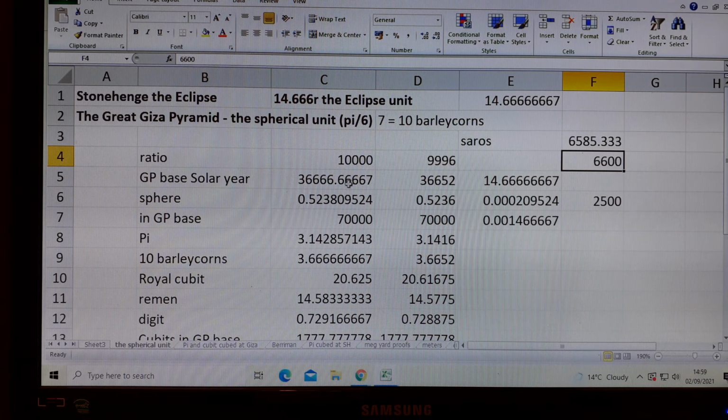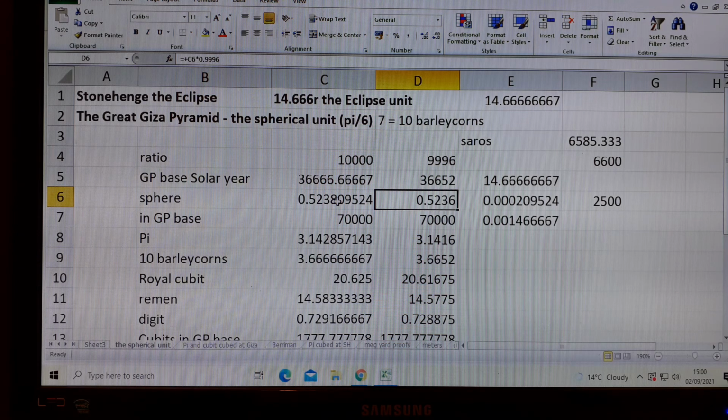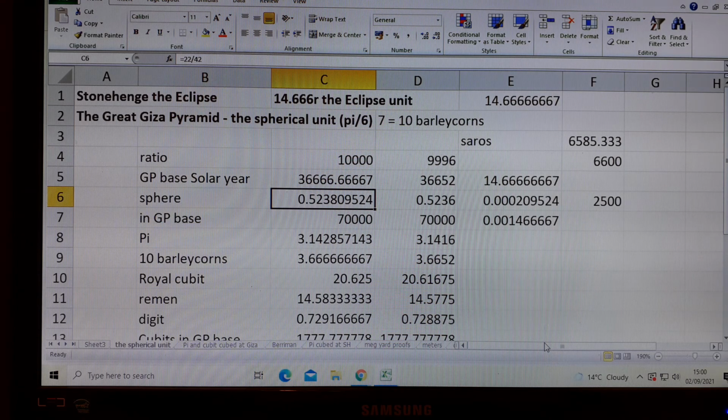But this is the culmination of it. It's this realization that that is a sphere. And that is even closer to the actual calculation. That's, as near as you can get it using the whole number fractions. And that's 22 divided by 42. And that's the unit that they were using to underpin the design of the Giza Pyramid. And another one is 0.7333, which is the digit, which is that divided by 50,000.